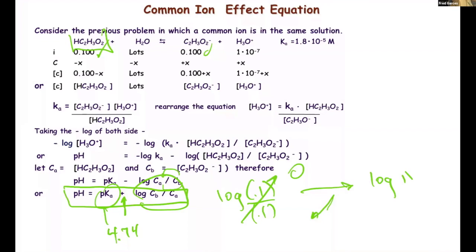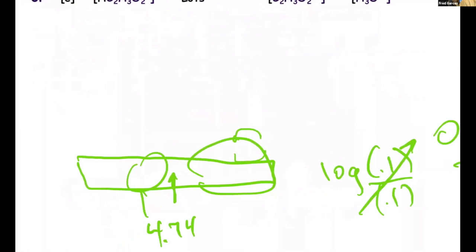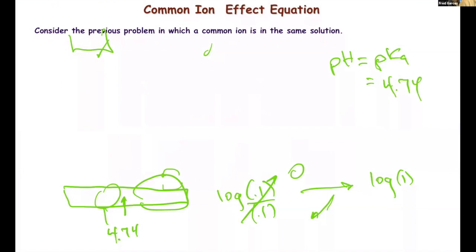And when you take the log of 1, that is equal to 0. So here, if we remember our shortcut and use the Henderson-Hasselbalch equation right away in our previous problem, the pH is equal to the pKa, which was 4.74. And you saw that right here in this problem.